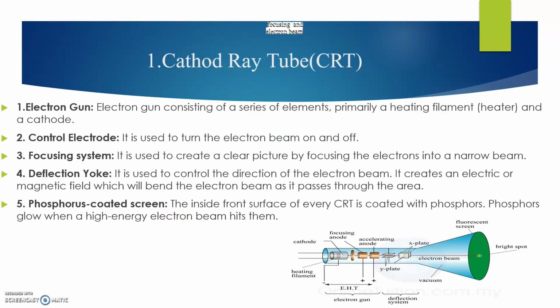The first display device is a CRT, that is, a cathode ray tube. It is a very common type of display device in the category of analog electronic display. CRT is an evacuated glass tube which contains an electron gun, focusing system, accelerating system, deflection system and a screen with phosphor coated inside.